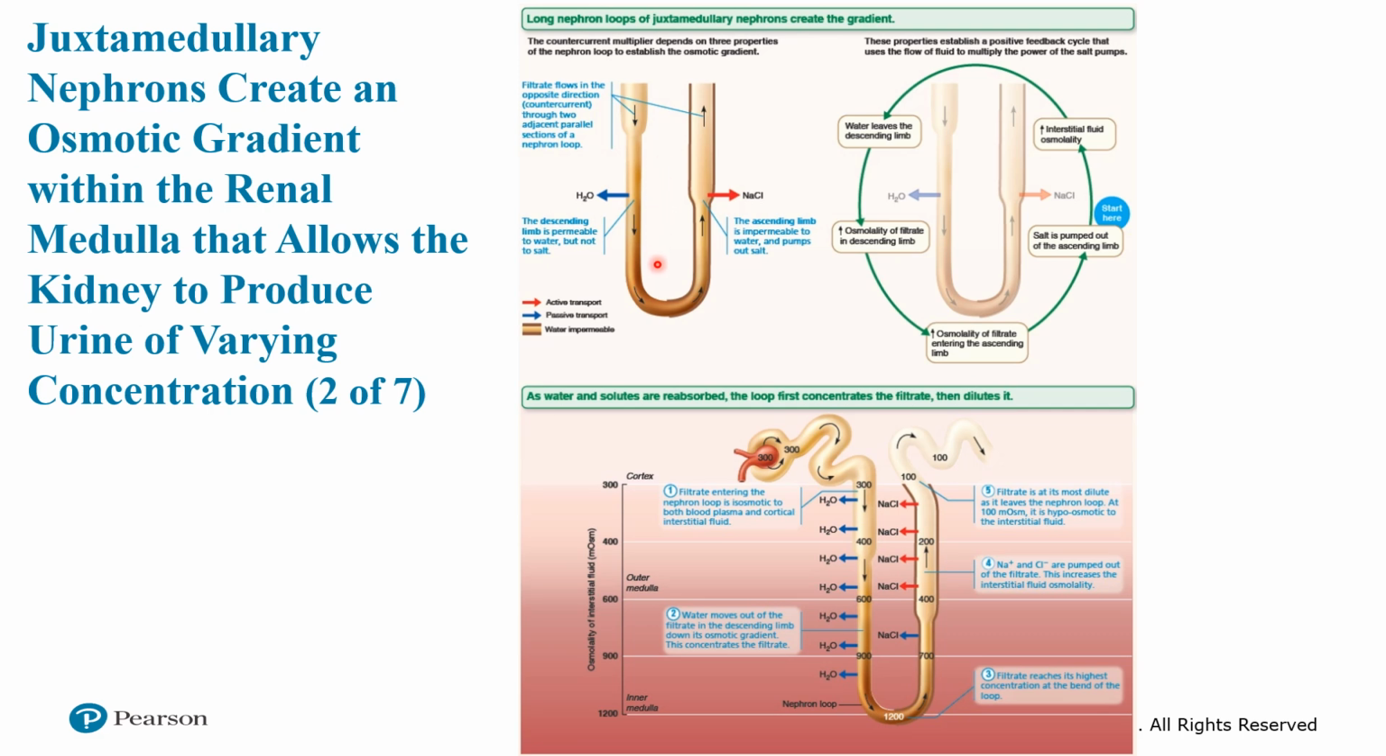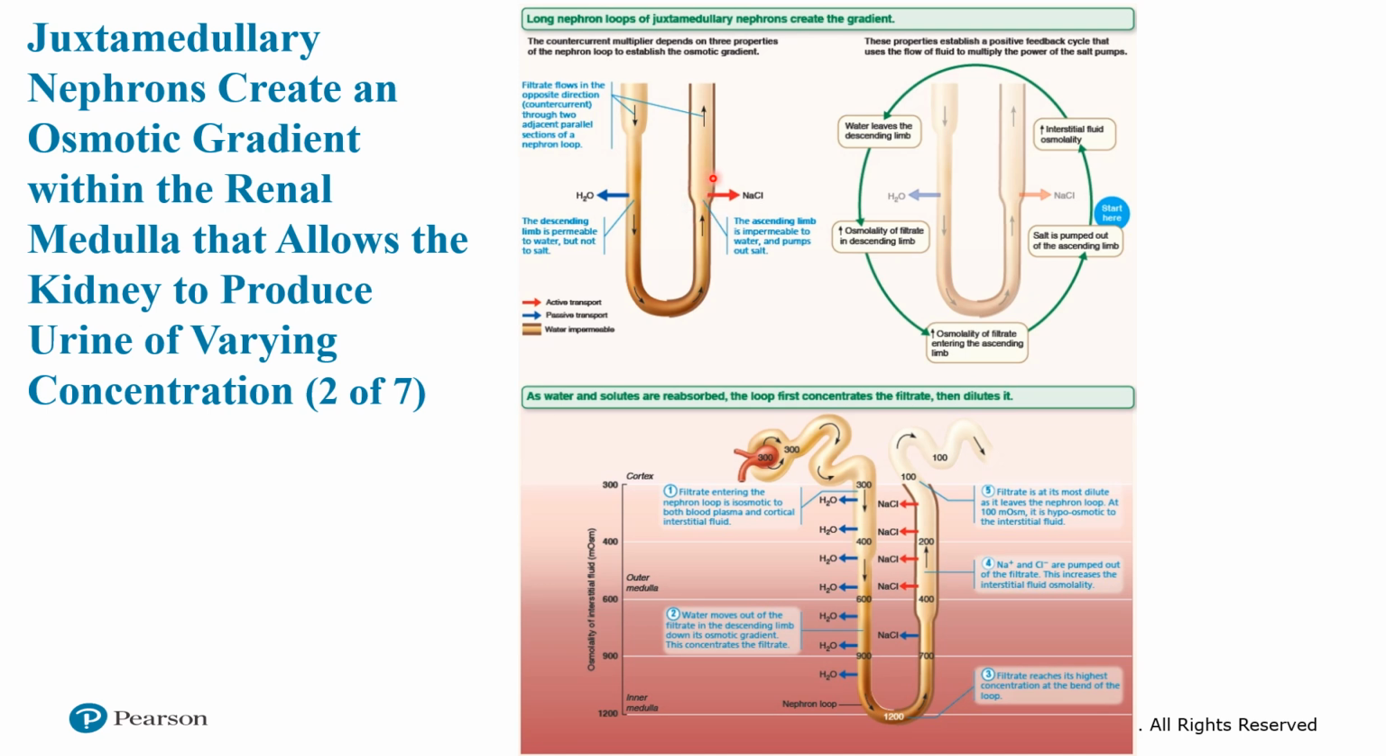This is where the interstitial fluid is. Now moving further up, this is the thick portion of the ascending limb of the loop of Henle. In this thick portion, there is active transport of sodium, potassium and chloride.